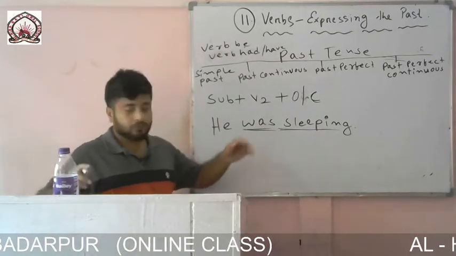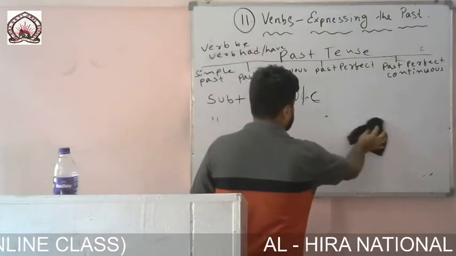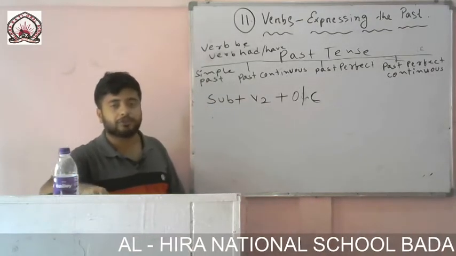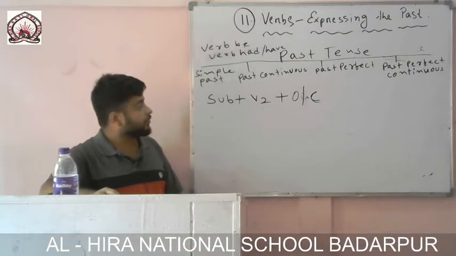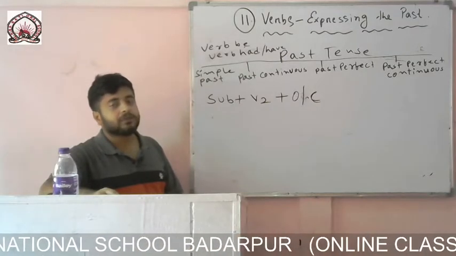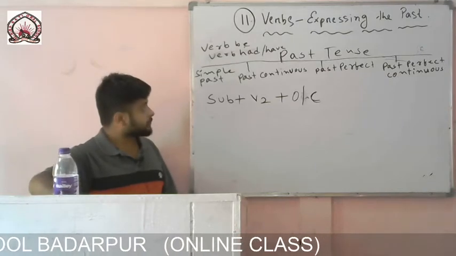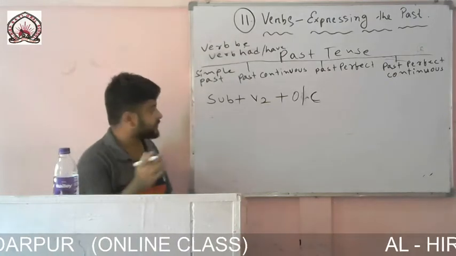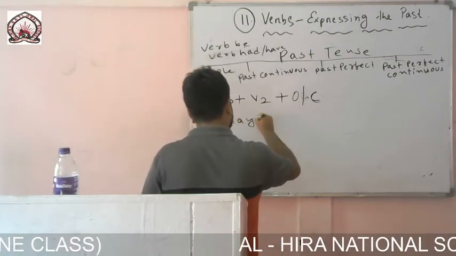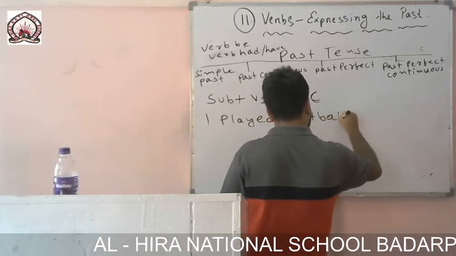Now with the help of this formation, as I told you earlier, today I will make you understand how to transform a sentence of simple past to negative, interrogative and interrogative negative. Now let me write a sentence: I played football.